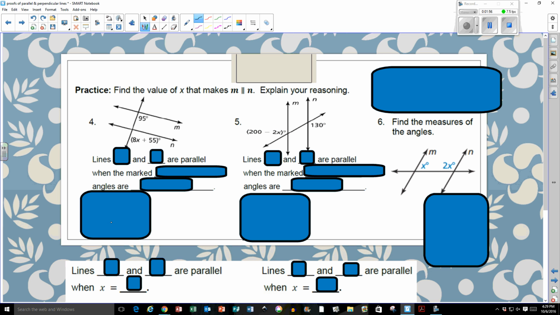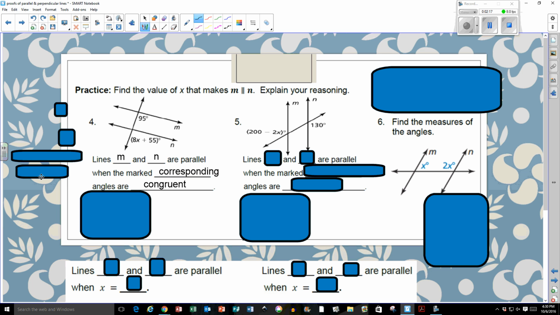All right, so here we go. Find the value of x that makes these two lines parallel, and then explain. So what can I do? So lines M and N are parallel when the marked corresponding angles are congruent.